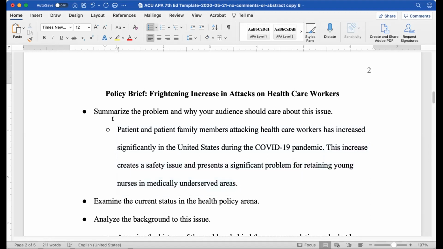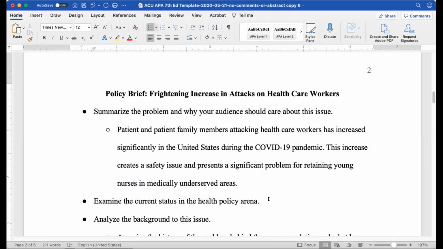And so now we've got the summary of the problem and why the audience should care. And the audience is presumably related to people who want to retain these. And that can be many different stakeholders across a hospital or other clinical site.